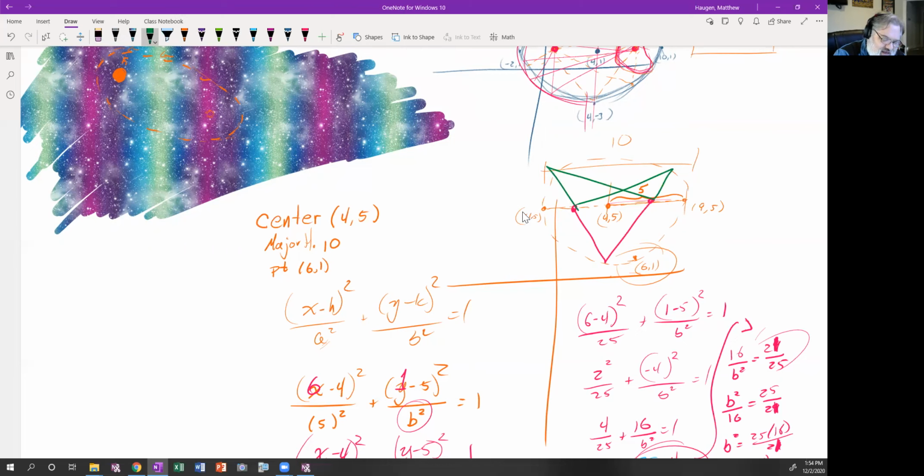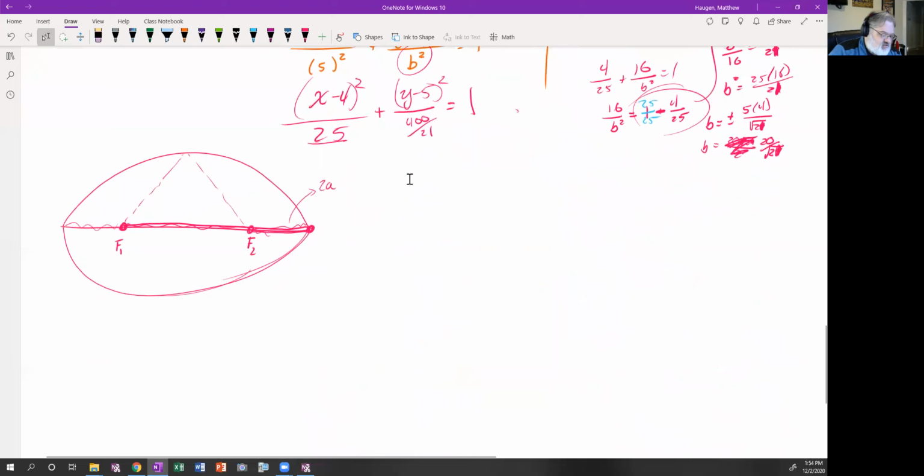Whichever path we take, that path length is going to be that 10. Fair? And particularly if we pull that string directly up to the minor vertex, we know this length is B, the length of the minor axis, the B, which is squared there. And these lengths are each A, because they're each half the string. Fair?